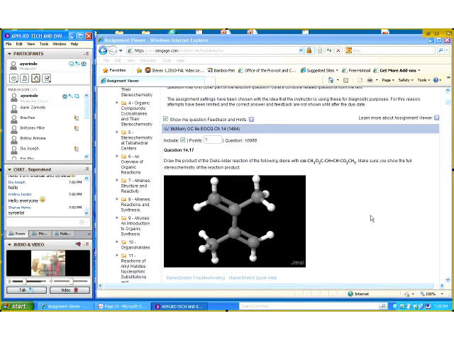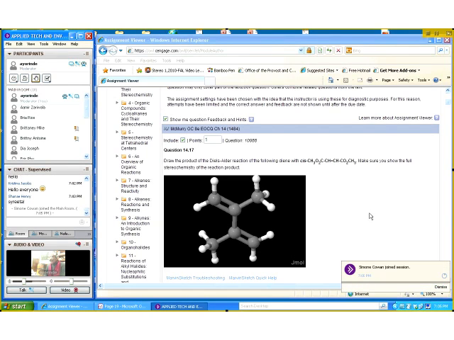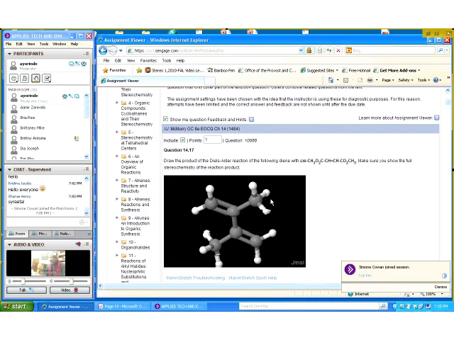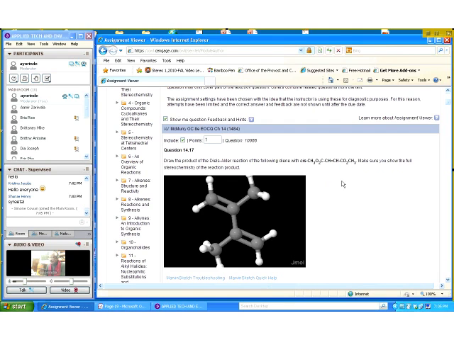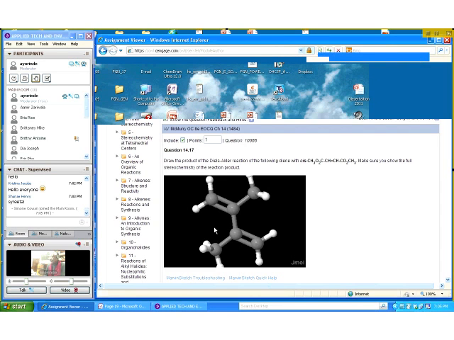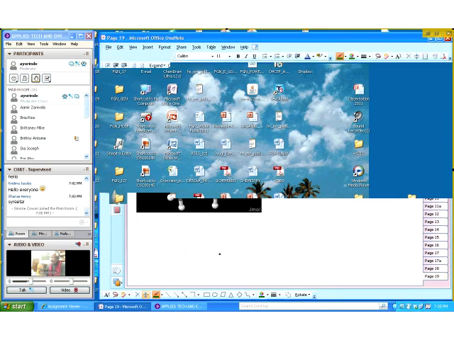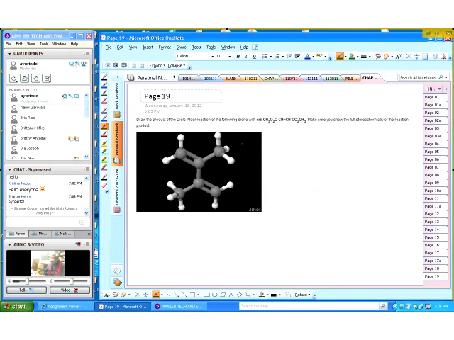Okay, very good. So what they want us to do here is to draw the product of the Diels-Alder reaction between this diene, which is this molecule here, and this diester right here. Of course, they also want us to show the stereochemistry. So I'm going to go to my writing notebook so we can do this problem together. Okay, so this is the problem we have to deal with.